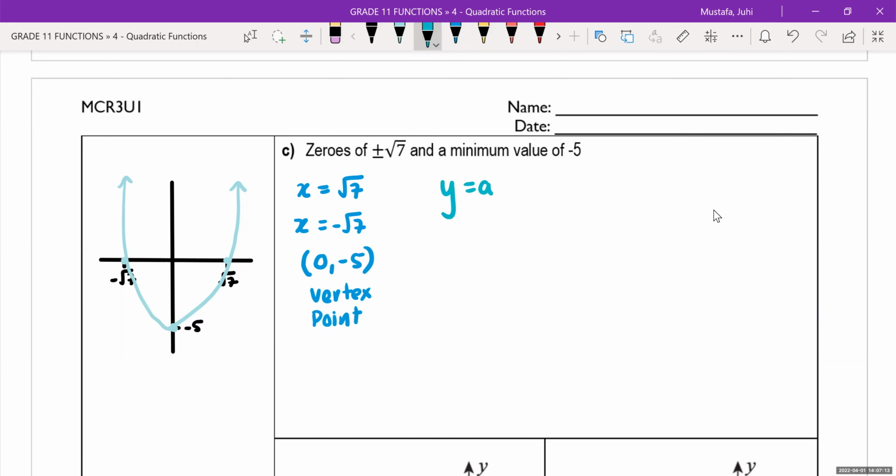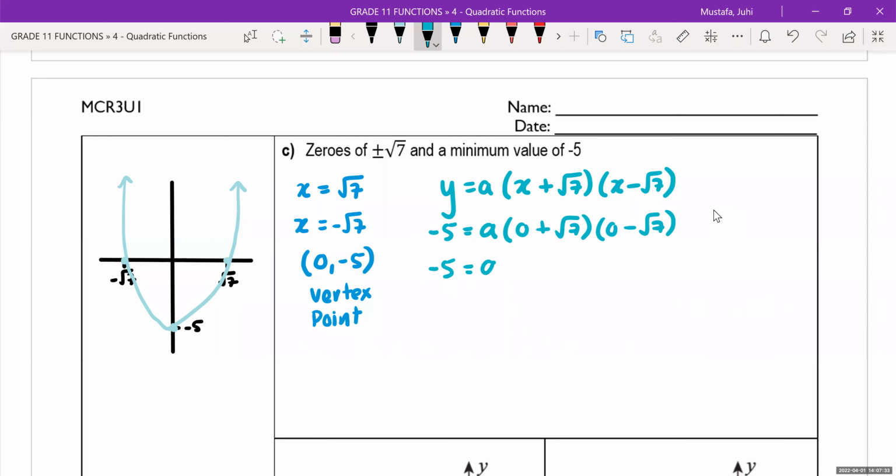So we're going to go y is equal to a(x + root 7)(x - root 7). Our y value is negative 5. Our x value is 0. Okay, so this does require you to remember a little bit about radicals. Do you guys remember what happens when your roots are exactly the same and you're multiplying them? So root 7 times root 7? Yeah, so it actually works out really nicely where you get a whole number 7. So you're going to get negative 5 is equal to negative 7a, and then a is going to be equal to 5 over 7.